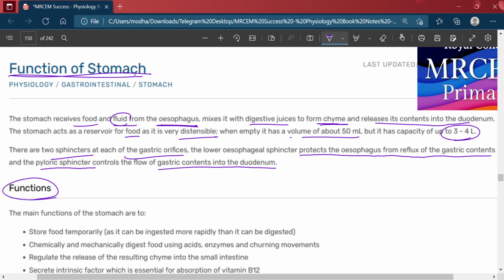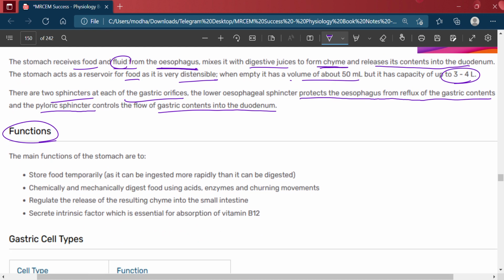What is the function? The main functions of the stomach are to store food temporarily, as it can be ingested more rapidly than it can be digested.